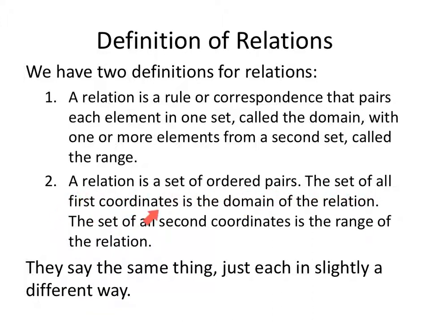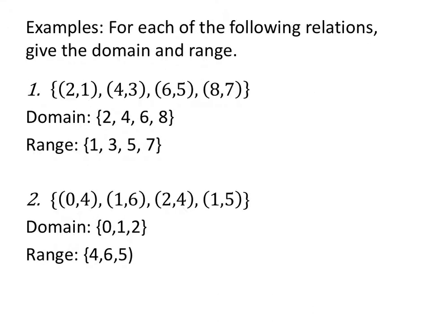The set of all first coordinates is the domain of the relation. The set of all second coordinates is the range of the relation. They're saying the same thing, but sometimes one clicks for some people and the other one clicks for others. So slightly different way, same exact meaning. Let's look at a couple of examples. A couple of relations. Here's a relation.